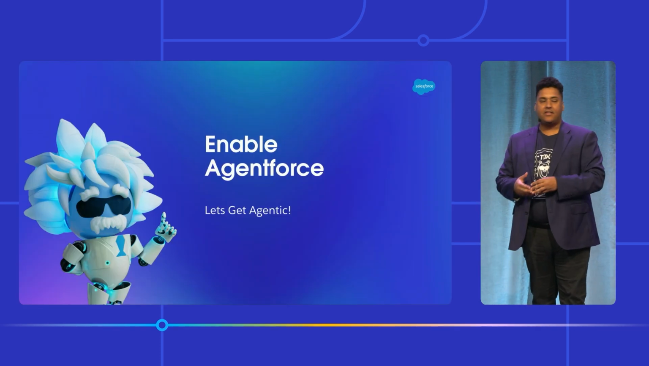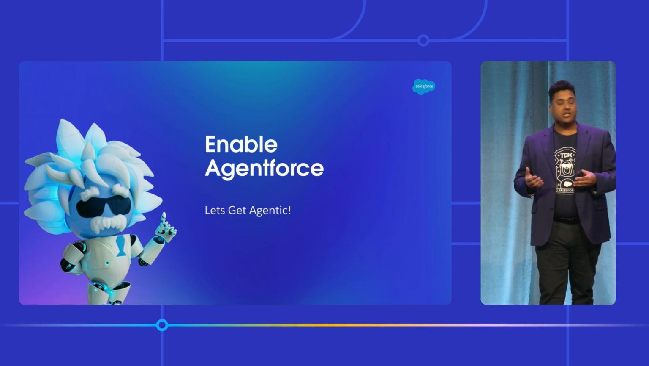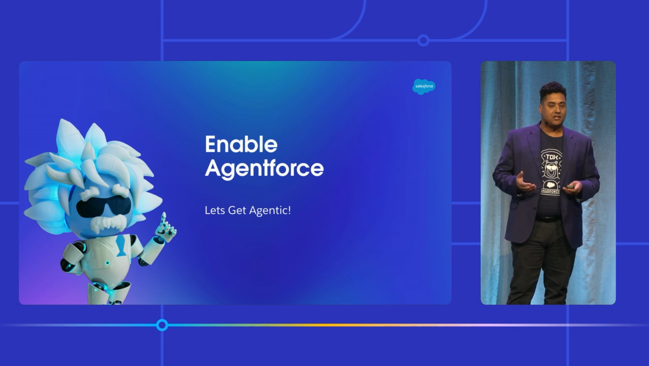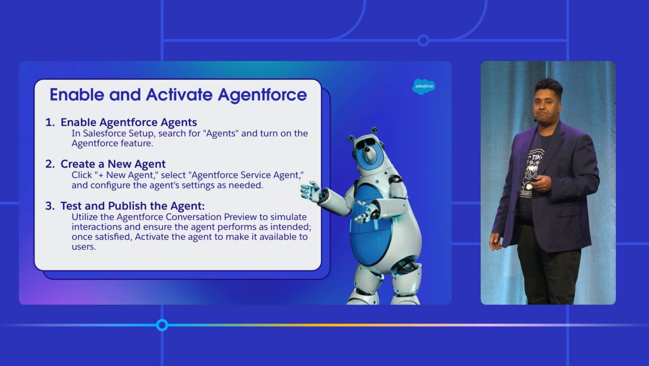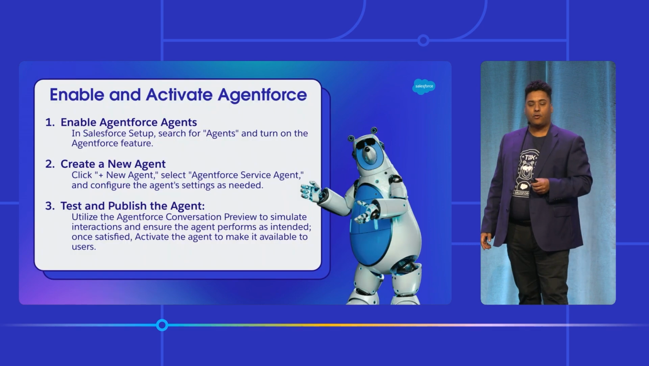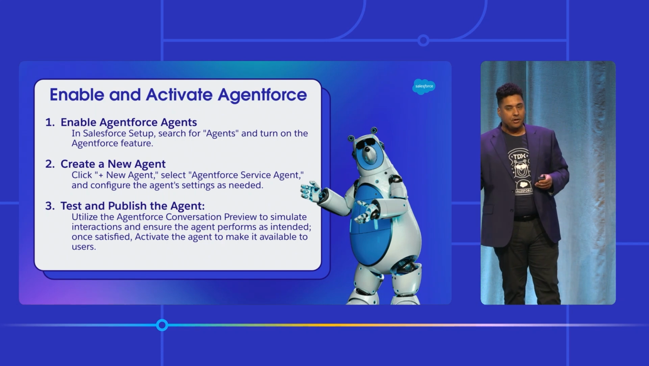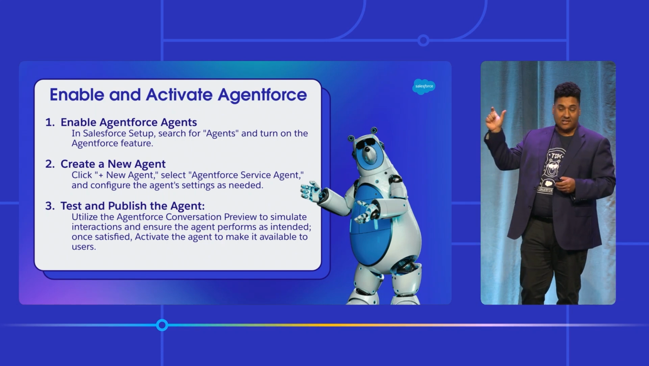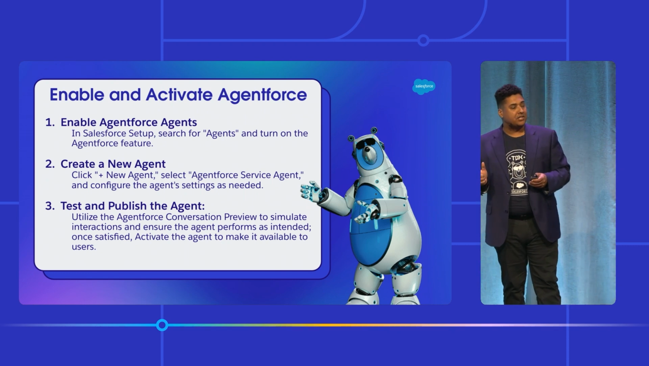Now that we have the generative AI features turned on, and now that we have given permission to the users that we want to give access to the tool, enabling Agentforce is just as simple as turning it on. So to enable Agentforce, we are going to enable Agentforce agents. We will create a new agent. In fact, there's a default agent that makes this even easier than it was before. And then we'll test and publish the agent.